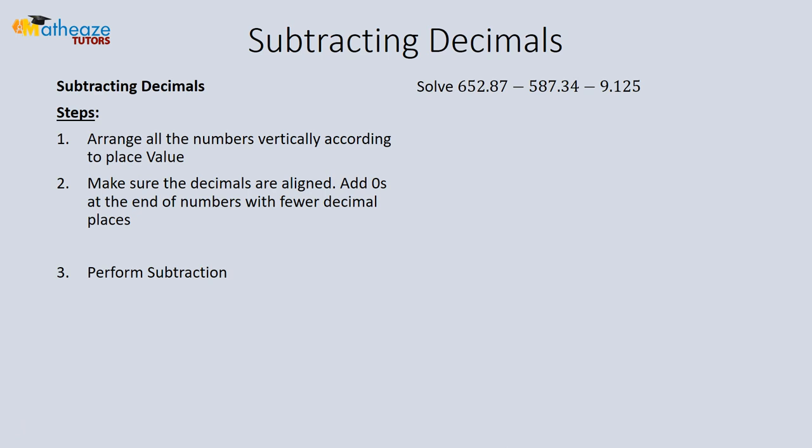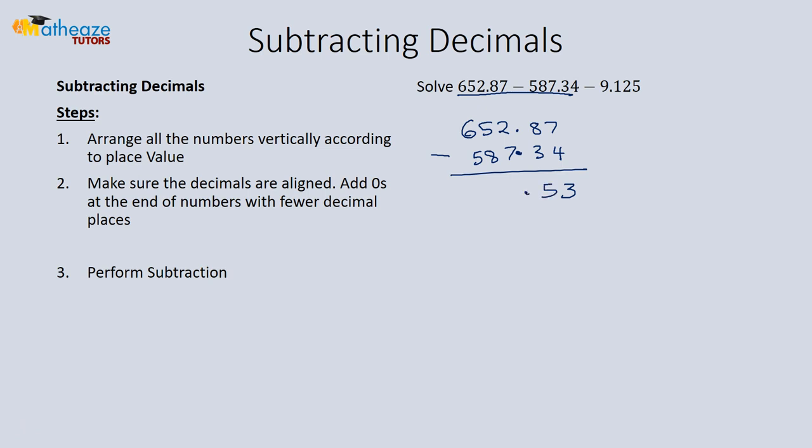And now we have these to solve. First of all, I'm going to go from left to right. So I'm going to subtract 652.87 minus 587.34. Let's do that first. 652.87, we have our decimal point here. So we have a 3, 4, and before that we have 5, 8, 7. So let's subtract. 7 minus 4 is 3. 8 minus 3 is 5.